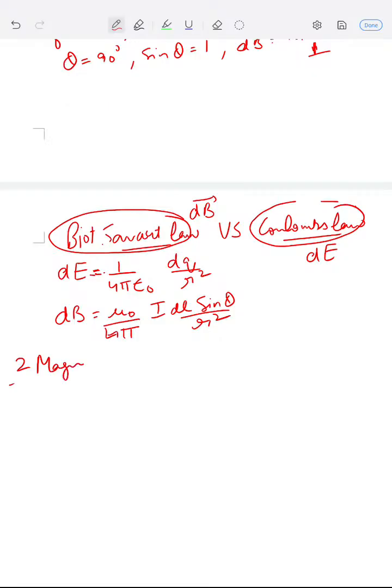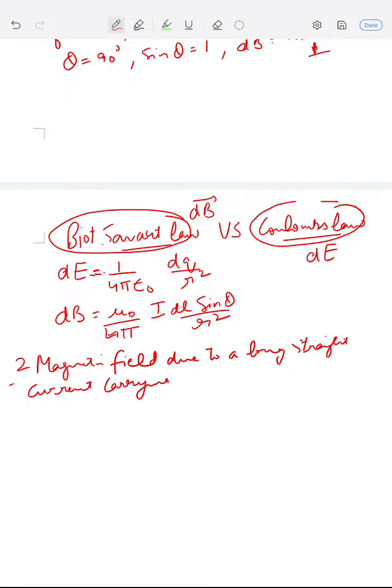Magnetic field due to a long straight current carrying conductor. So the magnetic field produced due to a long straight current carrying conductor. So this is a straight wire. This is a straight conductor.